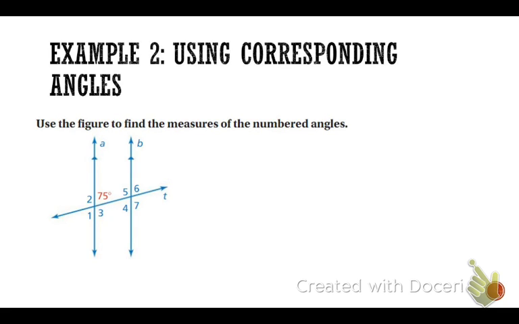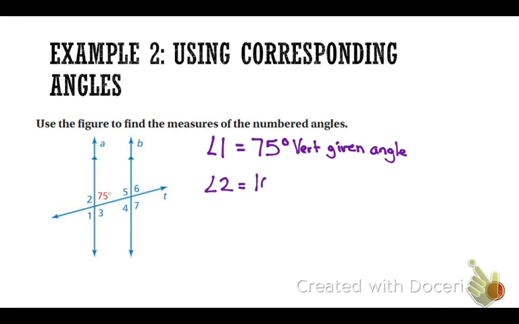All right, so we're going to go starting with angle 1. All right, angle 1 is what measurement? 75. Okay, it is 75 also. And I would say because it's vertical to the given angle measure. All right, to the given one that started. All right, angle 2 is what? 105 and why? Because 105. Okay. I would say because it is supplementary to angle 1.